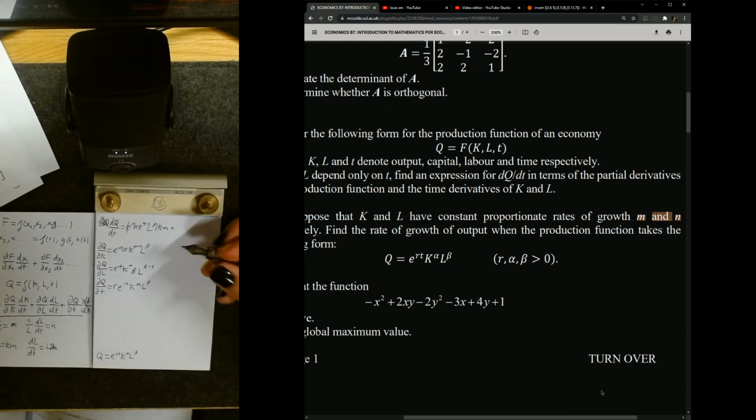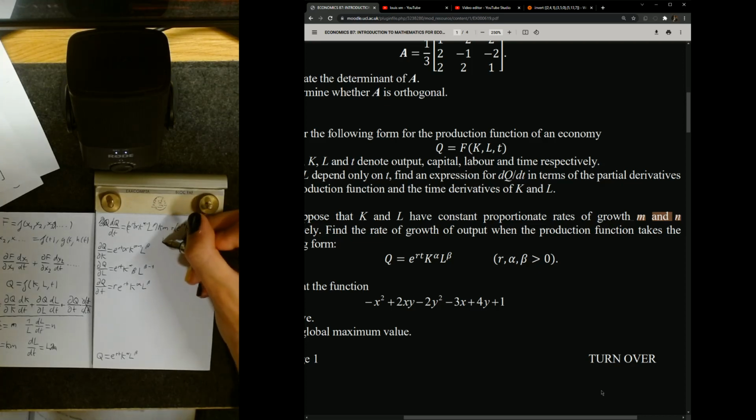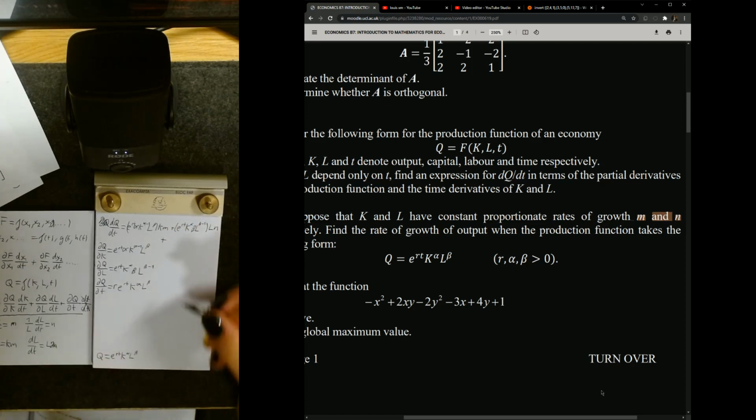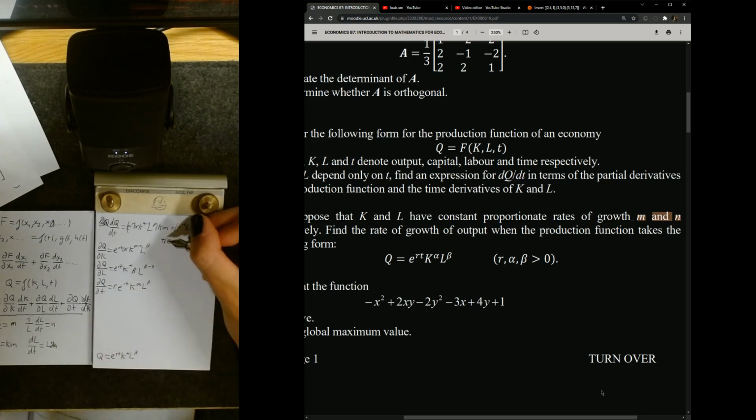I wonder if you guys can see all of this. The Labour version, which is going to be e to the power of rt, k to the power of alpha, beta L times beta, to the power of beta minus 1. And this is going to be ln, plus, well, remember this is just alone, so we just add the r, e^(rt), and then the regular stuff.